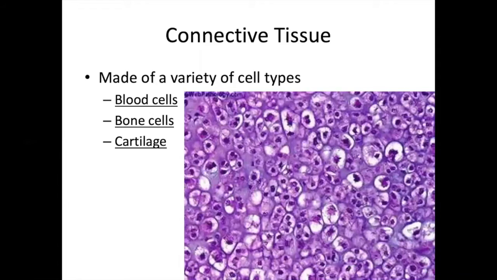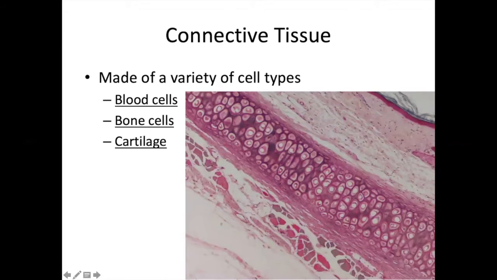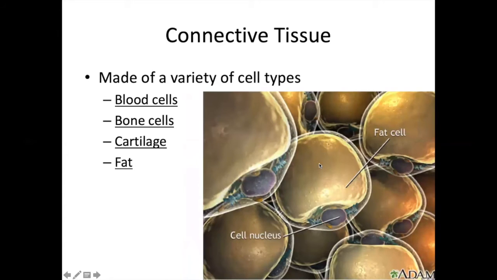Then we've got cartilage. Kind of like bone, but different than bone. It can be hard, it can be soft. It's going to be creating shapes that aren't needed for strong support like your bones. It's also going to be used for padding in between your bones. And they get kind of a glassy look, especially for the hard cartilage, like at the bridge of your nose. And fat is also connective tissue.